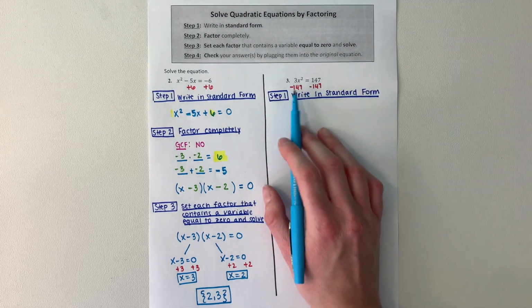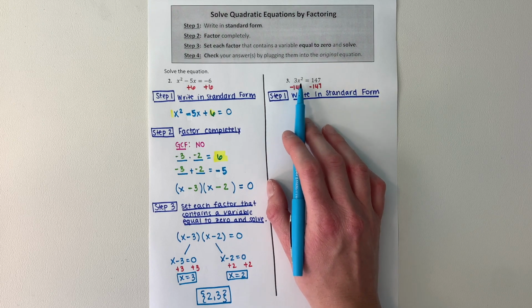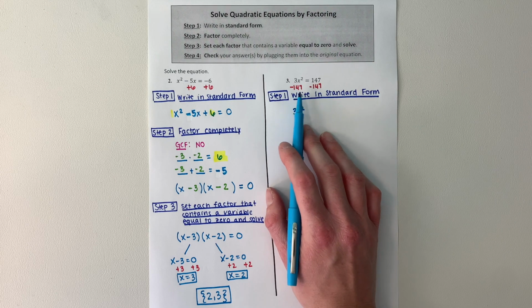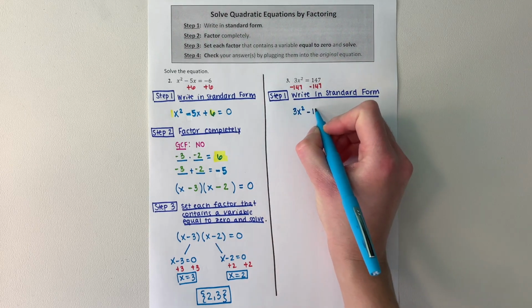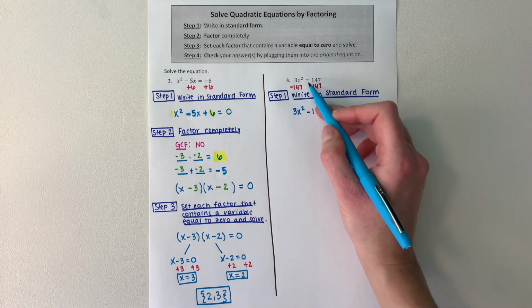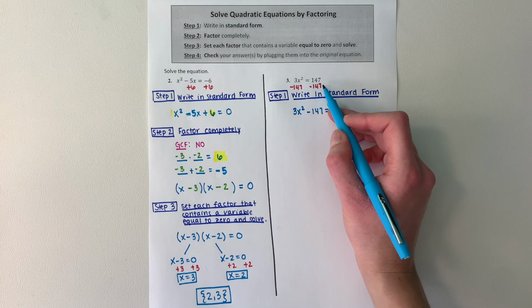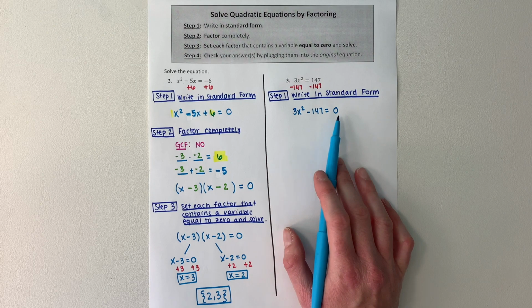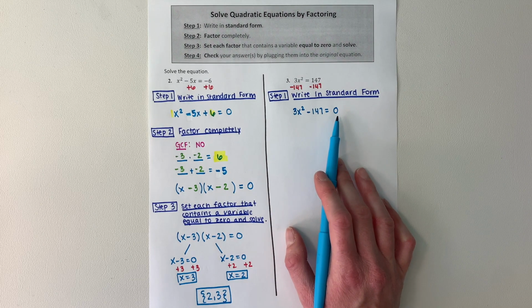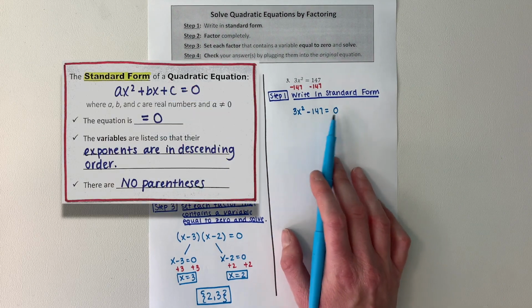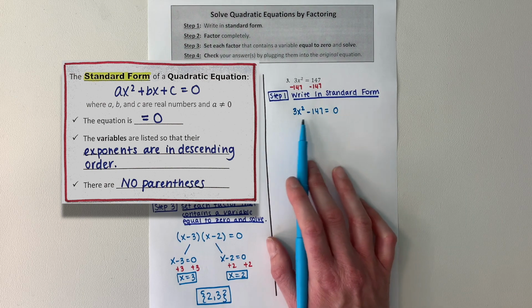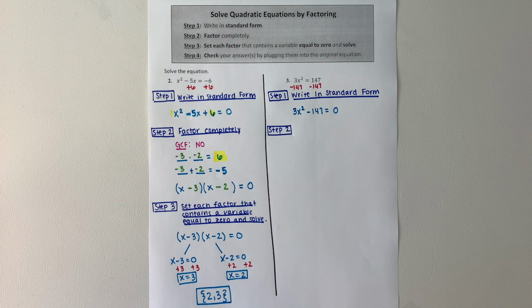Now when we write this expression in standard form, we make sure to put the x squared term first, so we'll write 3x squared, and then we'll write the constant last, so we'll write minus 147. On the right side of the equation, 147 minus 147 gives us 0. So we've now written this in standard form. It meets the three requirements that we wrote on the first page. This equation is equal to 0, the exponents on the variables are written in descending order, and there are no parentheses. Now that we've written our equation in standard form, we can move on to step 2.